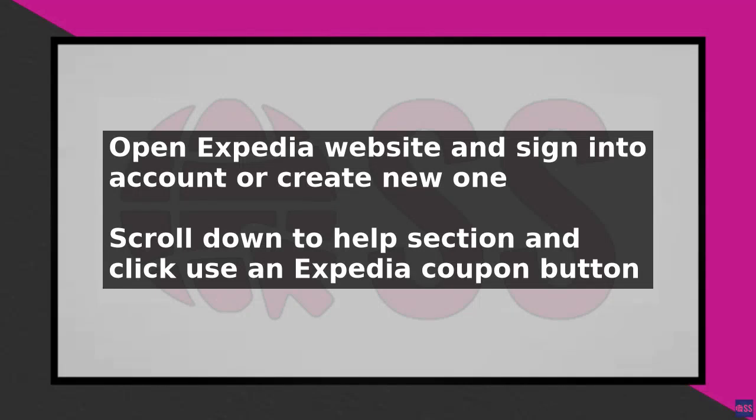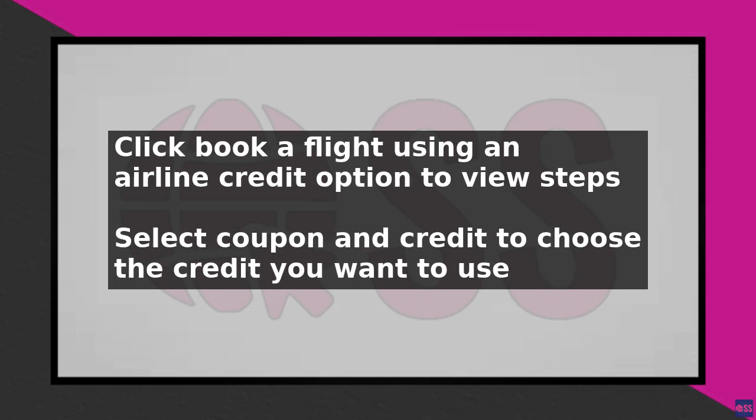To use your airline credits on Expedia, start by opening the official Expedia.com website and signing into your account. If you don't have an account, create a new one. Once logged in, you'll be on the Expedia homepage, where you can discover new destinations, find hotels, and more.